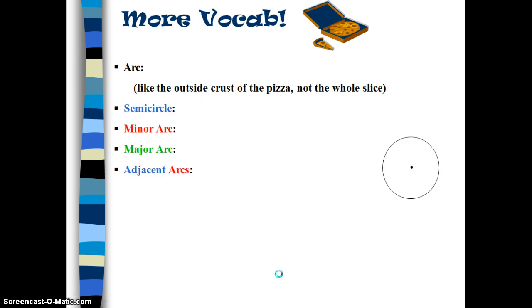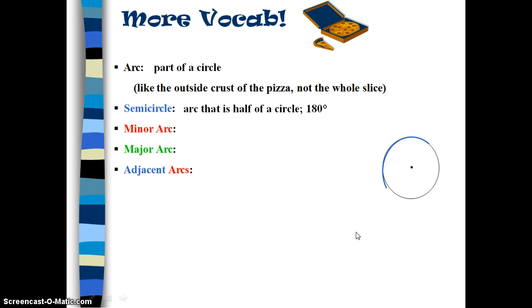Now for some more vocabulary. An arc. An arc is going to be part of a circle. We're talking about the outside of the circle, like the outside crust of a pizza, not the whole slice. A semicircle is an arc that is half of a circle, or 180 degrees. So here's an example of a semicircle. It's going to be half of the outside of the circle, like the pizza crust, remember?